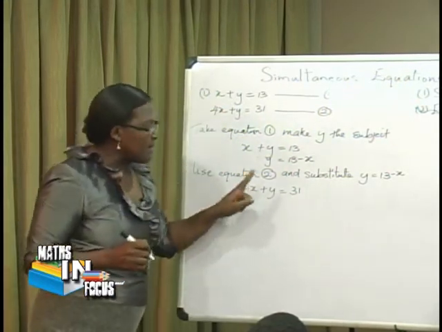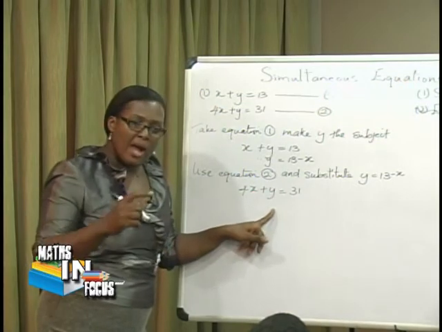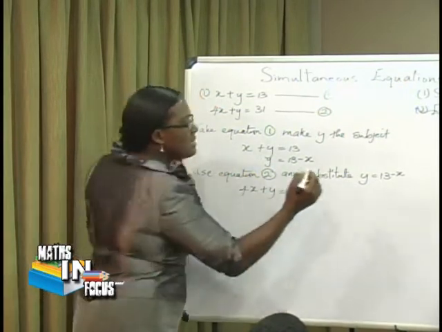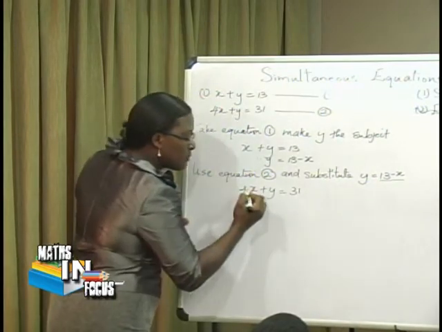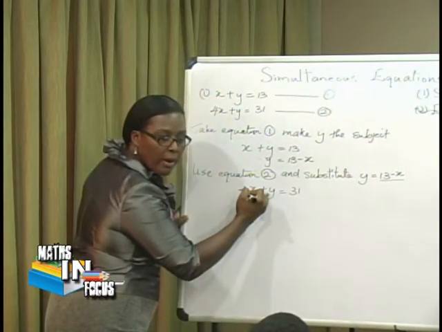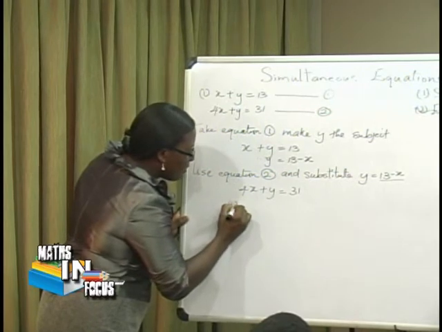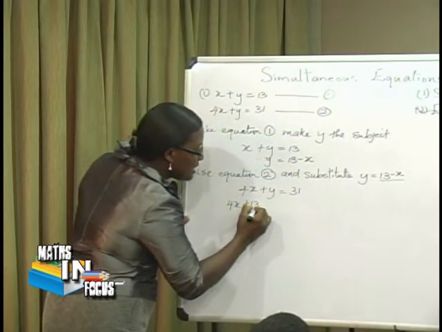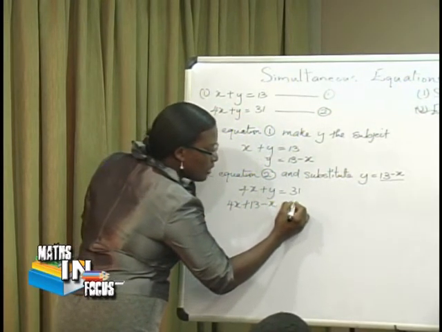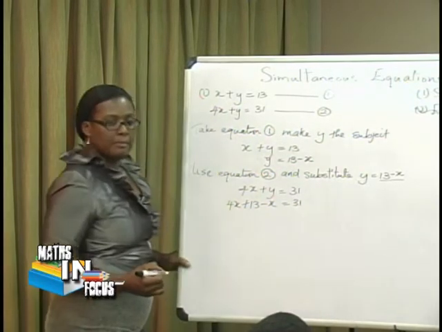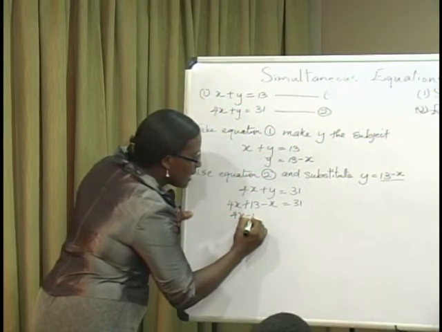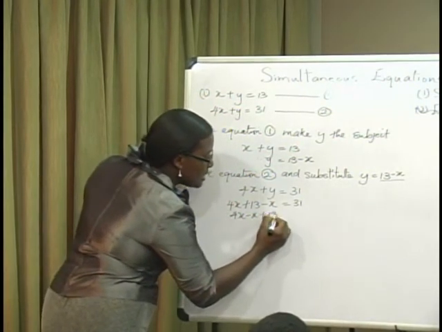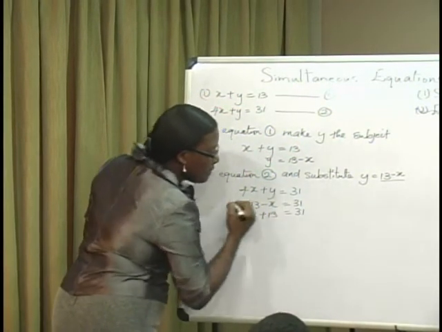Instead of writing y, y has a value now. This is y's value, 13 take x. So we're going to substitute the value of y for y. So we have 4x plus 13 take x, and out comes 31. Let's group the x's. 4x take an x plus 13 is equal to 31.